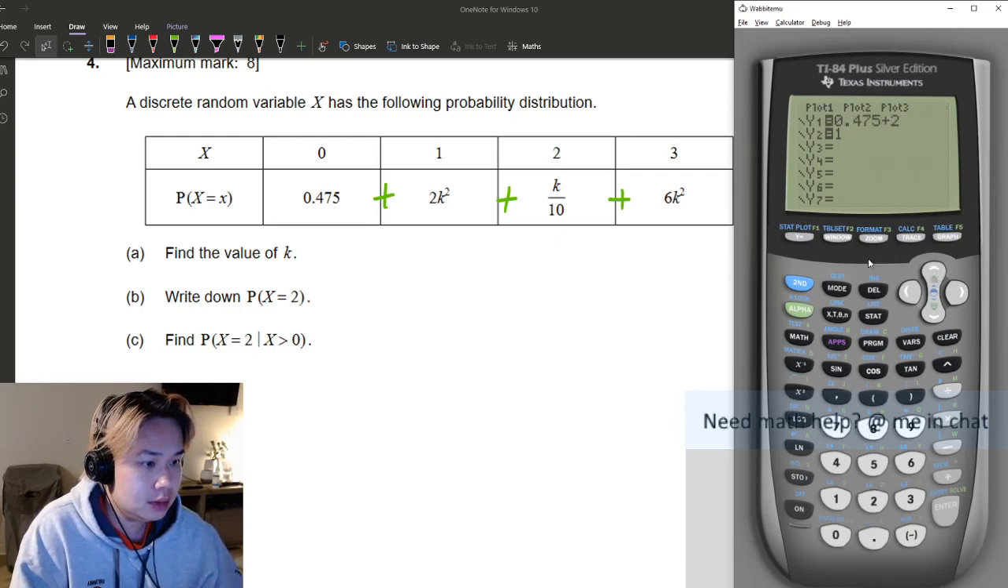So 2x squared plus x divided by 10 plus 6. Actually, these two are going to be 8 together. So there's 8, graph.